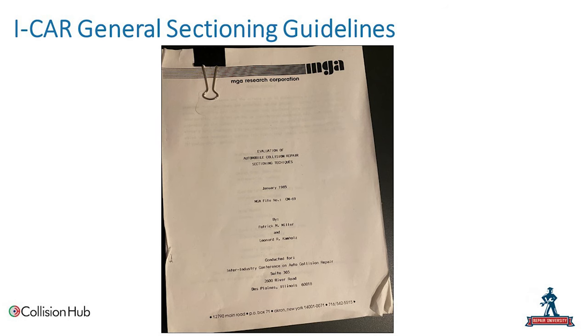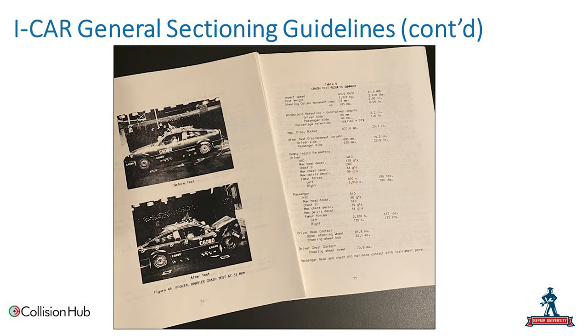So let's go through the general sectioning guidelines, what they were. Again, these are old, and the one thing I always question is, are there even locations on a vehicle today that would apply for general sectioning guidelines? If you look at a lower rail, for example, name me an area that's not either a crush zone designed to absorb energy or a reinforced area designed to transfer that energy. It's all one unit that's designed to work together.